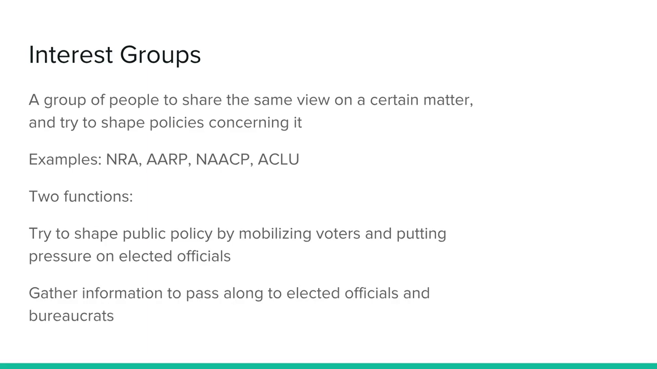The other function they do is gathering information on their issue. If you want elected officials to be informed about your issue, you may start an interest group and provide them with research, so that when they're writing a bill or creating regulation that might regulate that industry, they have the information that you want them to have. Now, interest groups are definitely biased on the issues one way or the other, so elected officials should keep that in mind when they're getting information from interest groups, but that's something that they do.